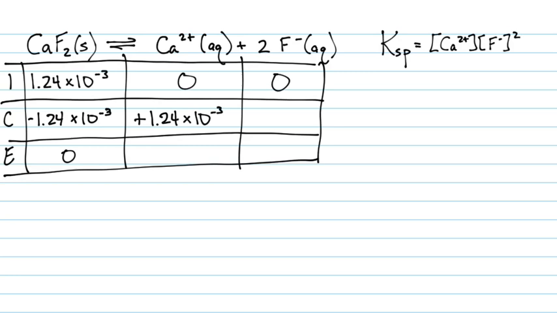But this is just where it's a little bit different on this one. Because of this 2 right here, what are we going to do for the number that we end up putting in this box in yellow there? Is it going to be the same? Is it going to be 1.24 times 10 to the negative third? It'll be double that, won't it? So maybe 2.48.